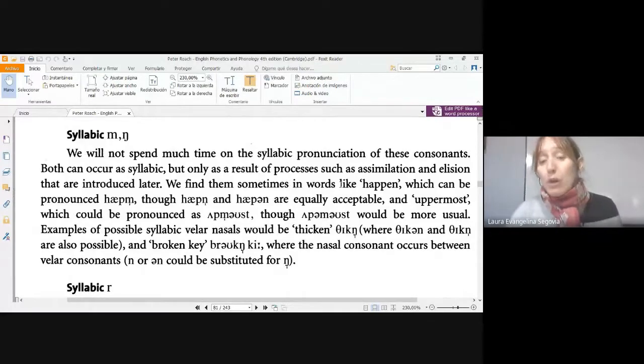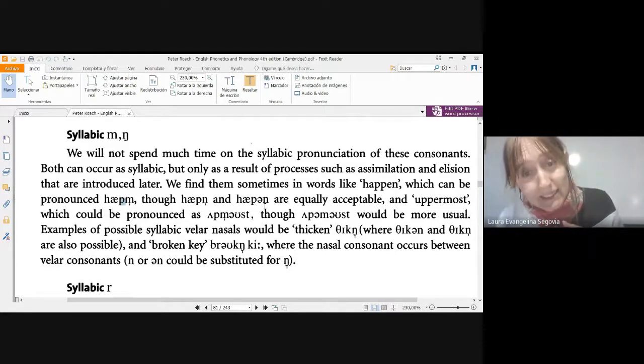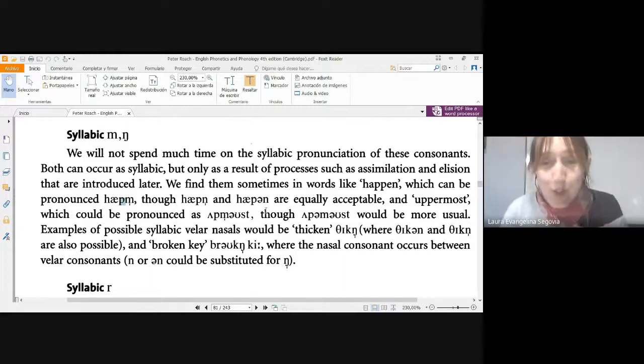We find them sometimes in words like happen, which can be pronounced happen with a bilabial m. Notice how this is no longer n but m, because of the influence of the p, which is bilabial. So it's more comfortable to say happen. My lips stay together, happen. So you can say also happen with a schwa or happen with a syllabic n. They are also acceptable, I mean, the three. It depends on how you are speaking, and the words that are surrounding that word.